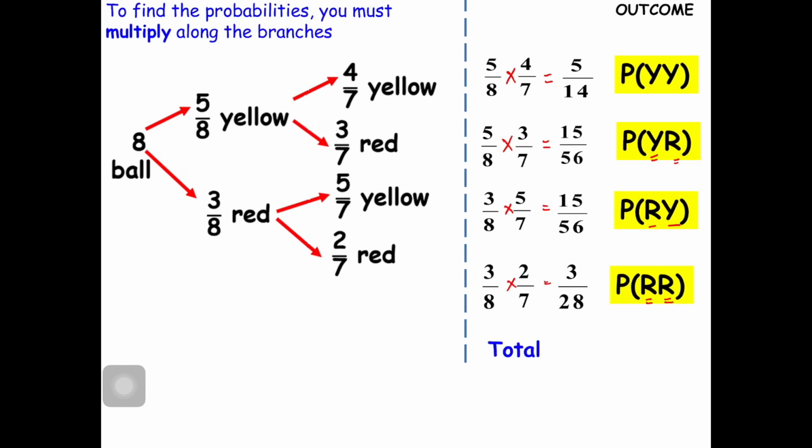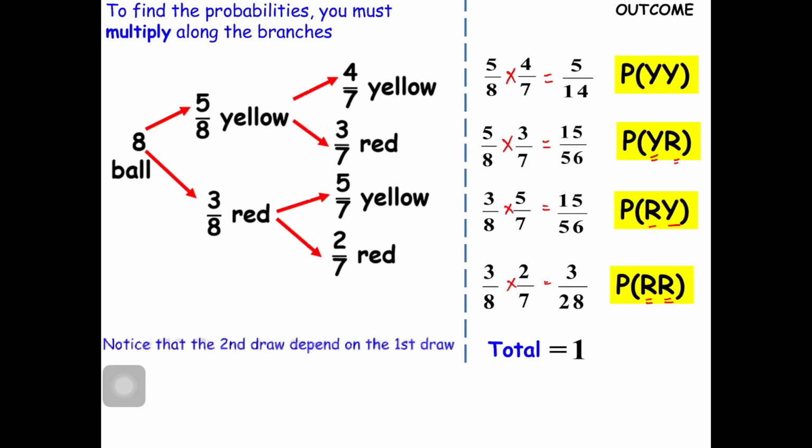So because this is probability, and this is all of the outcome of the experiment, the total sum of this outcome, 5/14 plus 15/56 plus 15/56 plus 3/28 must be equal to 1.